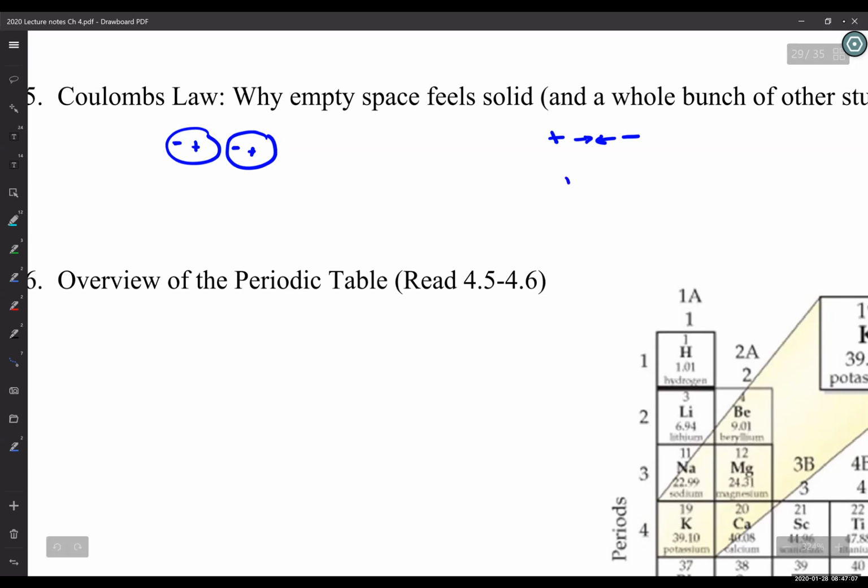If I have a positive and a positive, they'll be pushing away. And if I have a negative and a negative, they push away like that. But oppositely charged objects want to be together. And so a nucleus has a positive charge because that's where the protons are. Then it has electrons that surround it because they want to be where the proton is, because opposites attract.